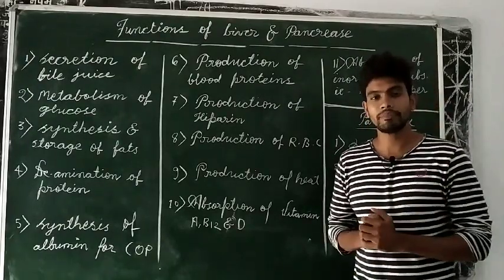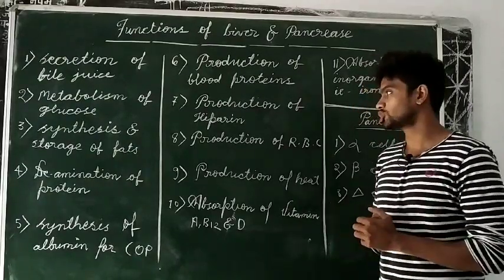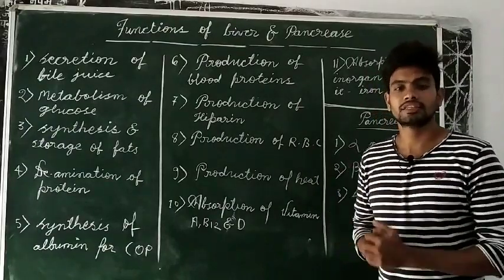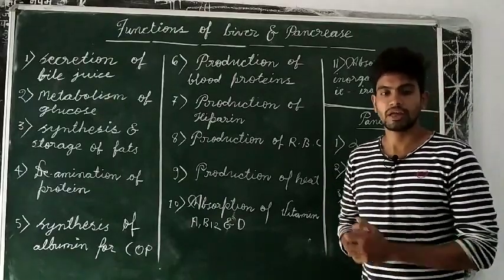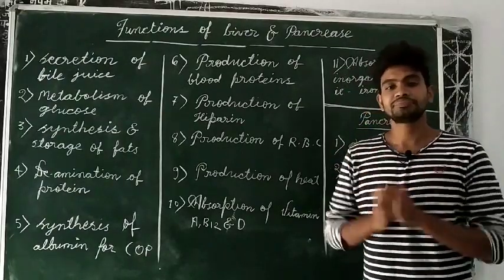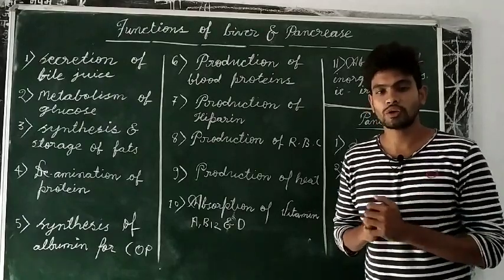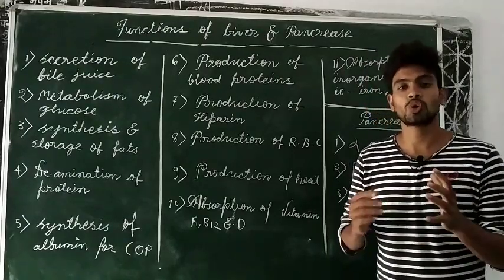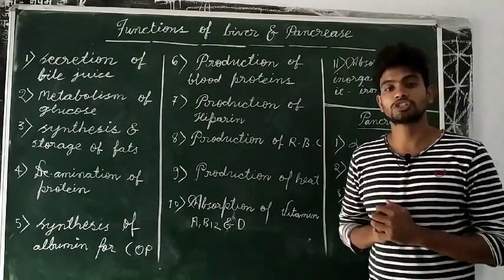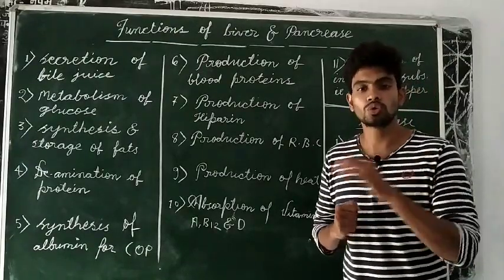When I say metabolism of glucose, it includes 3 processes. The first one is called glycogenesis, the second one is called glycogenolysis, and the third one is called gluconeogenesis. Now let's talk about glycogenesis. Whenever there is an excess amount of glucose in our body, it is converted into glycogen, and glycogen is ultimately stored in the cells of the liver, or the hepatic cells. This whole function is called glycogenesis, that means formation of glycogen from glucose.